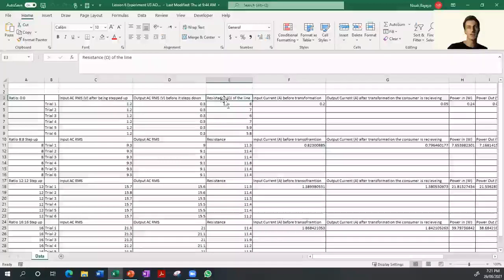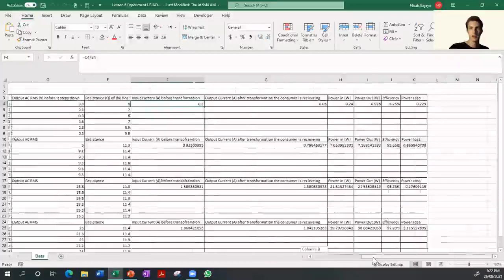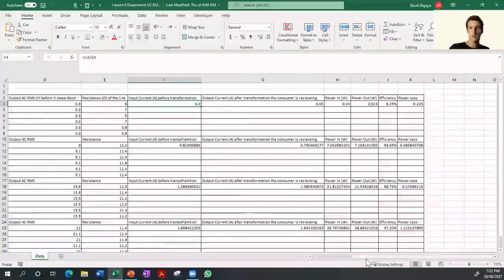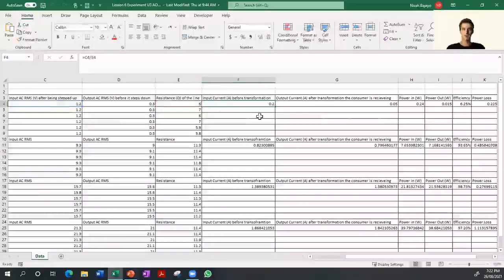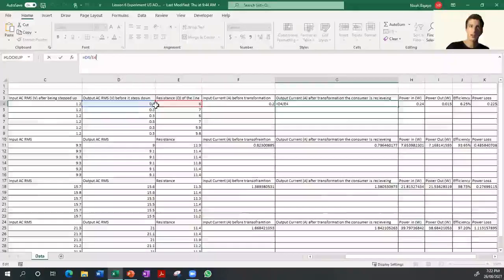We've got the resistance of the line, which is measured with a device that measures resistance, one of those multimeters. And with that, we can calculate a few things, which is really quite useful. So we can calculate the current using V equals IR. We rearrange our equation: our input voltage divided by the resistance gives us current. In this case, we get 0.2, and then we have an output current afterwards as well.